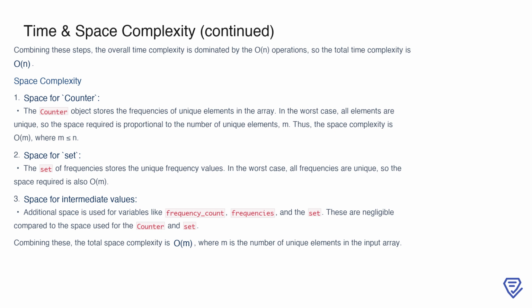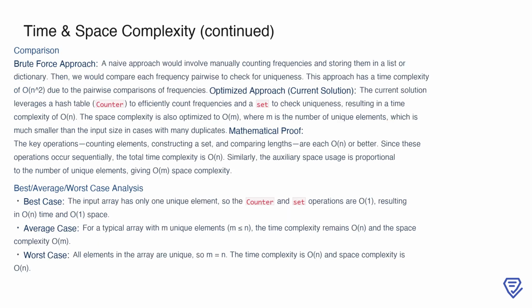Additionally, we use some intermediate variables, such as frequency_count, frequencies, and the set. However, these variables require only a small, constant amount of space compared to the space required for the Counter and the set. Combining these factors, the total space complexity is determined by the larger contributors, which are the Counter and the set. Thus, the overall space complexity is O(m), where m represents the number of unique elements in the input array. Comparing this optimized solution to a brute force approach highlights its efficiency.